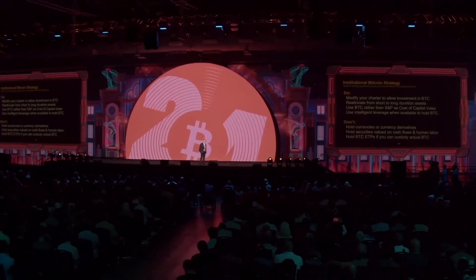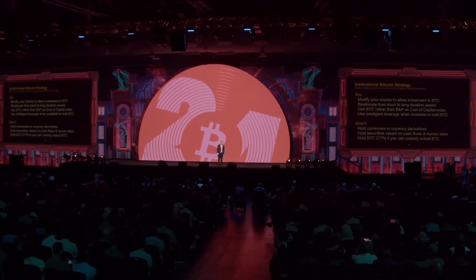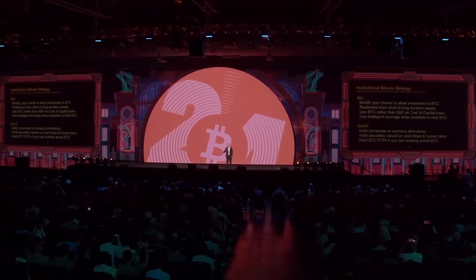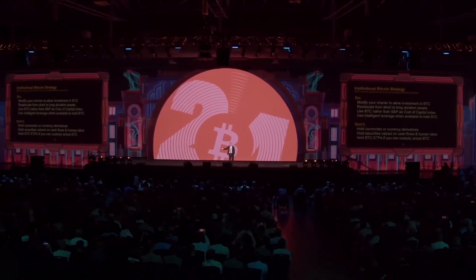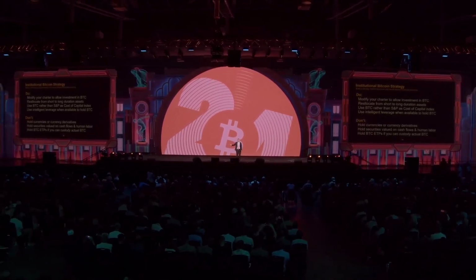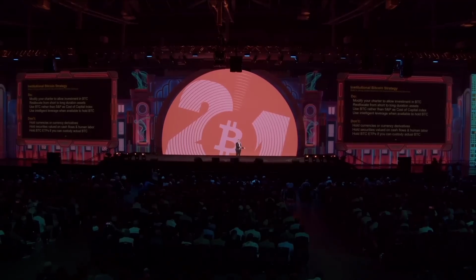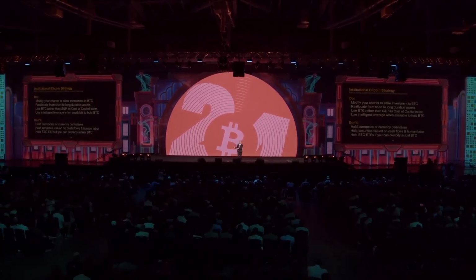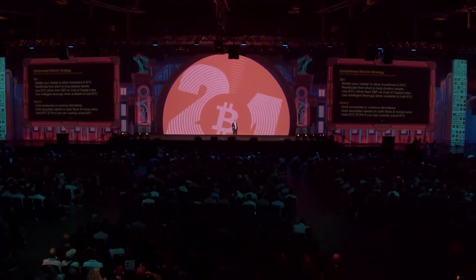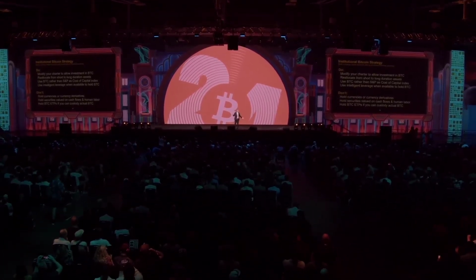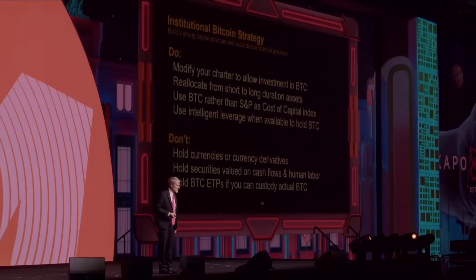Let's talk about an institution. You've got a church, a charity, an endowment of Harvard, any nonprofit. What should you do? Modify your charter to invest in BTC. Reallocate from short-term duration assets to long-duration assets. You wouldn't invest in ice cream cones. Don't invest in the peso, but why are you holding 20-year financial instruments? Don't own 50-year physical land instruments. Buy a 1,000-year instrument. Use BTC.